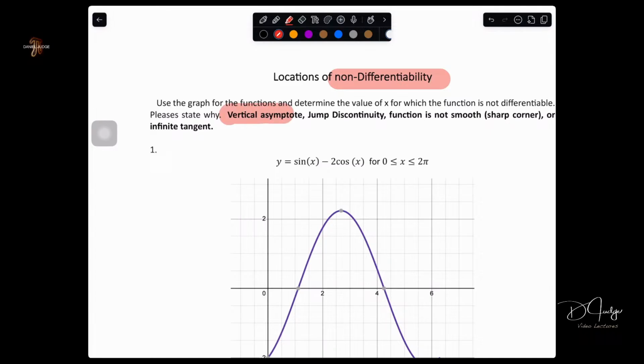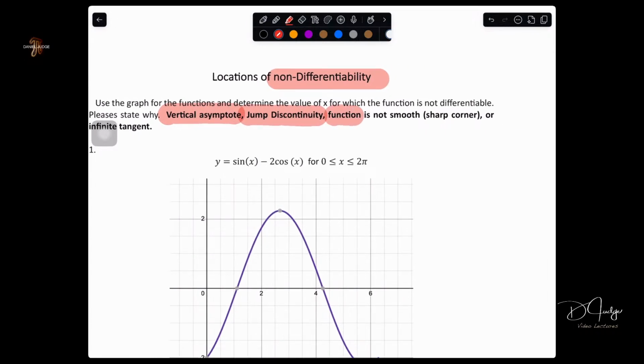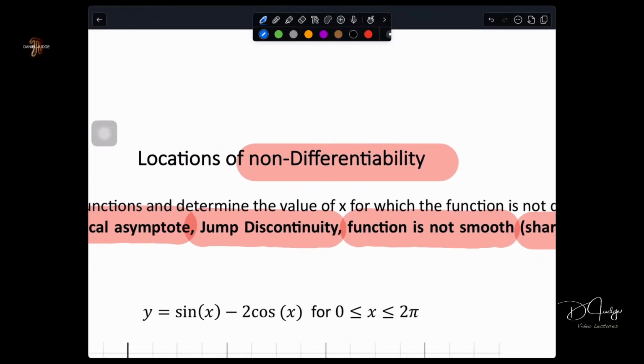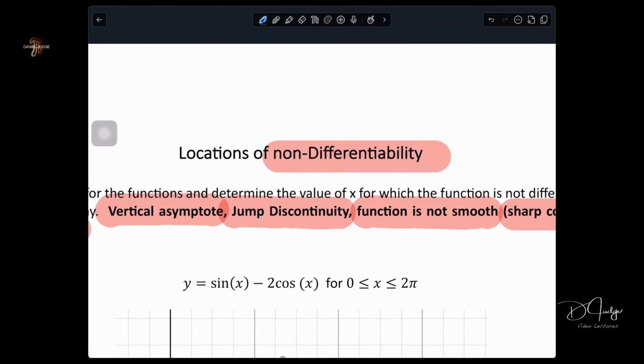Remember, when you have a vertical asymptote at that location, at the location of a jump discontinuity, at the location where the function is not smooth, meaning there is a sharp corner, or where you have an infinite tangent. These are the only places, locations, values of a, where a function is not differentiable. And that's what we're looking at. So remember, we would say at x is a, where you're not differentiable.